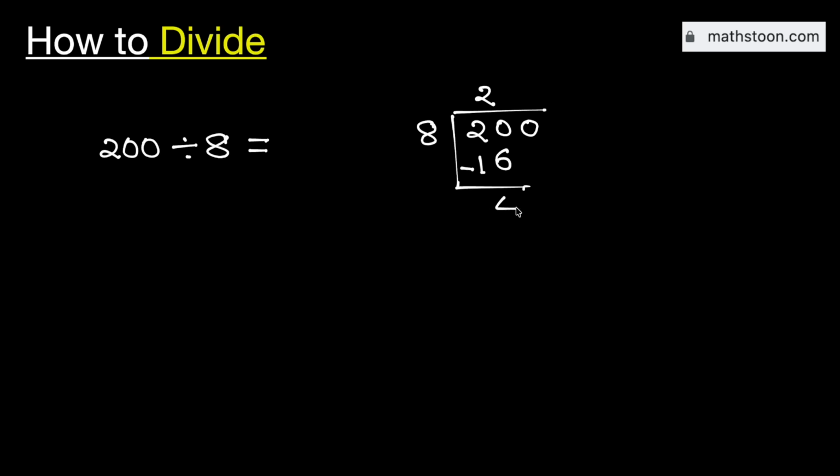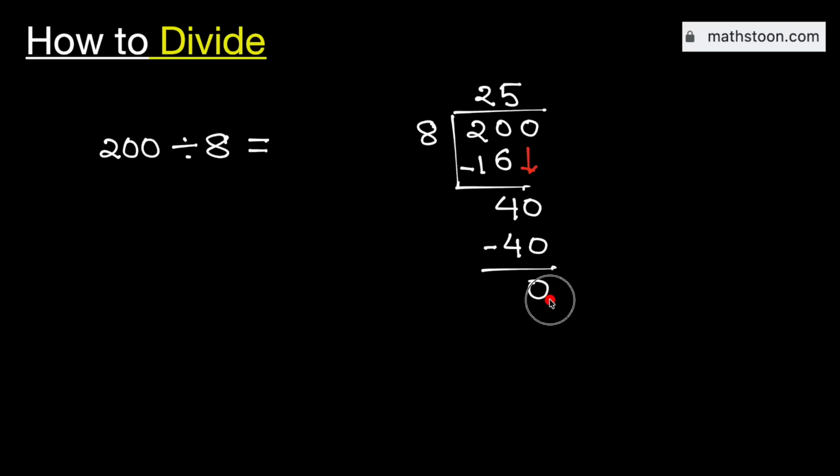Subtract, we get 4. Now this 4 is less than 8. That is why we will bring down this number 0 here. And we know that 8 times 5 is equal to 40. Subtract, we get 0.